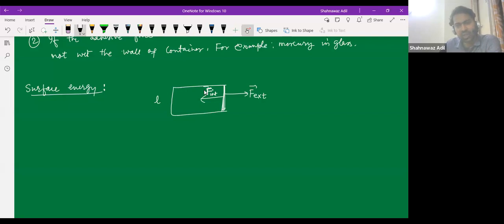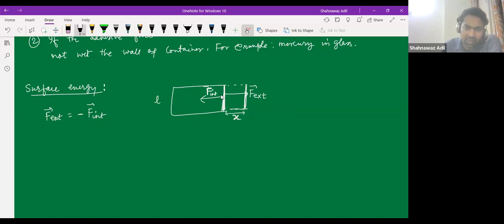That external force would be the negative of this F internal, which is due to the surface tension. Now, if you are applying some external force, then this thin film will reach this area. Let's say you have pushed this thing to some x distance.